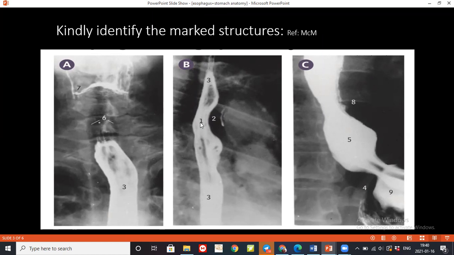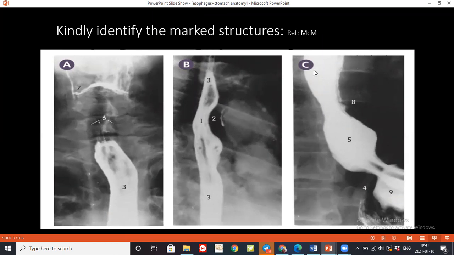Can you please identify number 1? This is the aortic arch impression of the esophagus. Yes. And number 2, please. This is the arch of the aorta. Yes. Okay, number 3 over here. This is the barium in the esophagus.